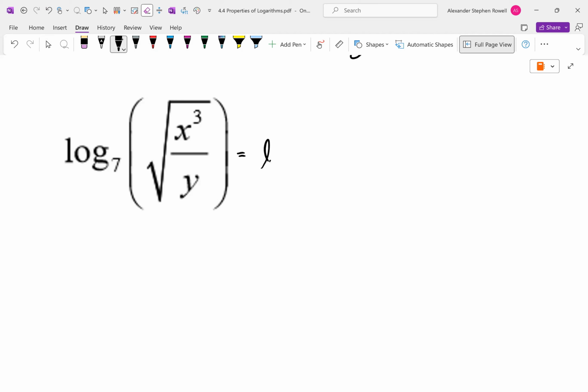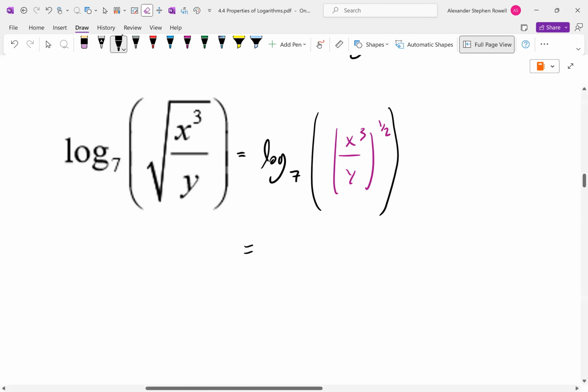So I'm going to rewrite this as log base 7 of x cubed over y to the what power? Square root is 1/2 power. So should I put that, do you want to simplify that expression first, or do you want to just take out the exponent of 1/2 first? I agree. Simplify, I think, is easier.